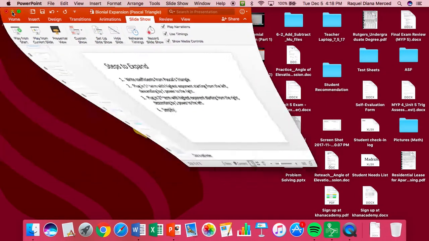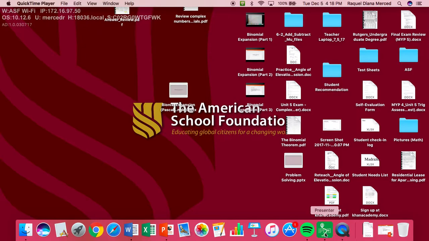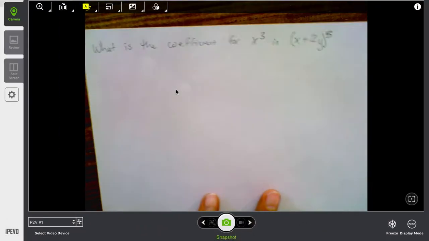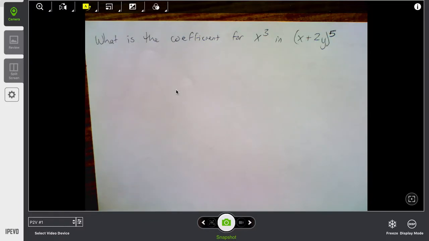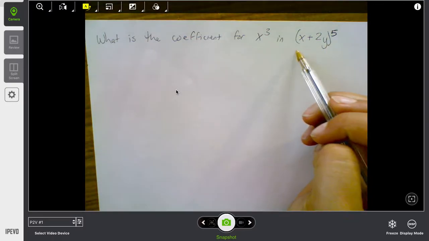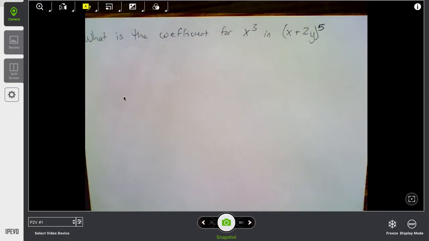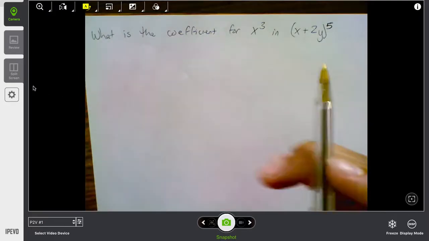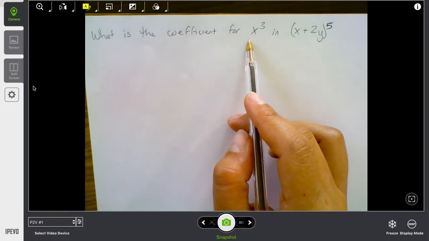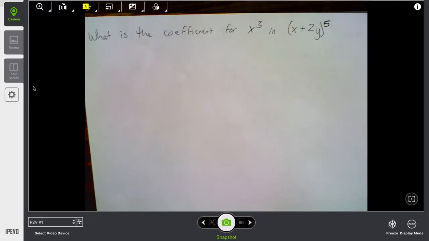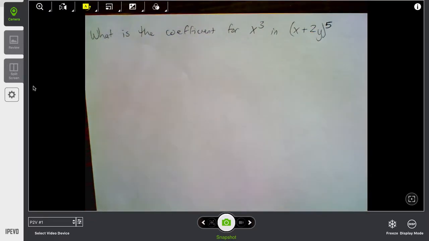So let's go ahead and look at the problem that we have. What is the coefficient for x to the third power in this binomial? You're going to be asked this question, and what you're expected to do is expand this binomial in order to figure out the coefficient of x to the third. So in order to do that, we want to expand it, and we're going to use those steps that we talked about before. So step 1 is to expand, so write in the coefficients based off Pascal's triangle.